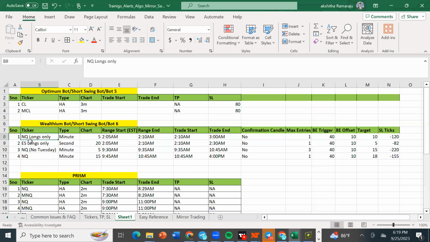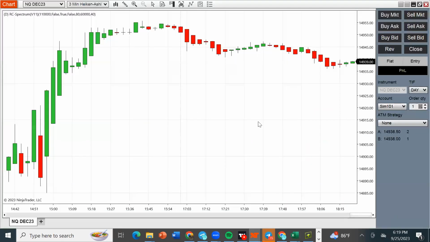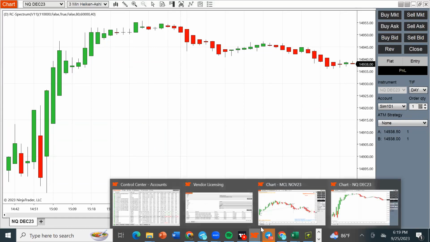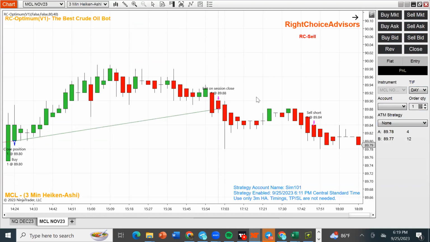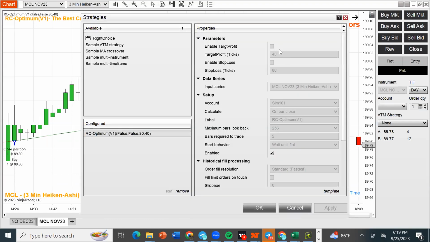Right. So, for example, right now you know how to enable for the optimum. Just go there, and wherever you have a crude oil chart, you will right click strategies and then disable 4080 and just select crude oil or MCL and enable it. That's it. So it is straightforward, not a lot of parameters or anything for optimum.